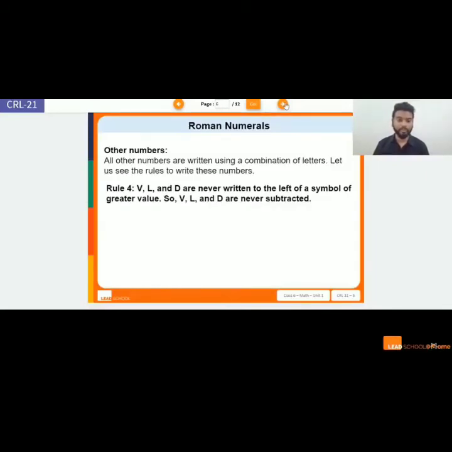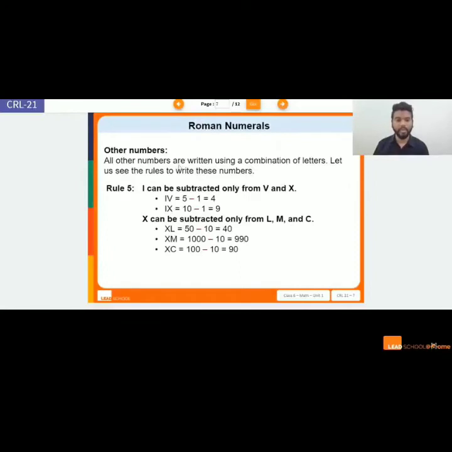Rule 4. V, L and D are never written to the left of a symbol of greater value. So V, L and D are never subtracted. Okay. Rule number 5.